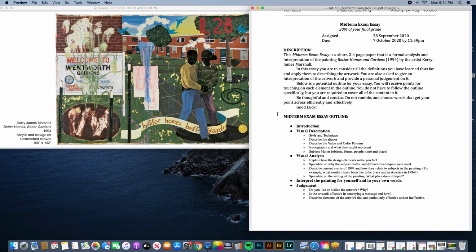I want you to interpret the painting for yourself and in your own words. So, consider the description of the objects, consider your analysis of the objects, and write a paragraph or 2 or 3 that really describe what this painting is about.